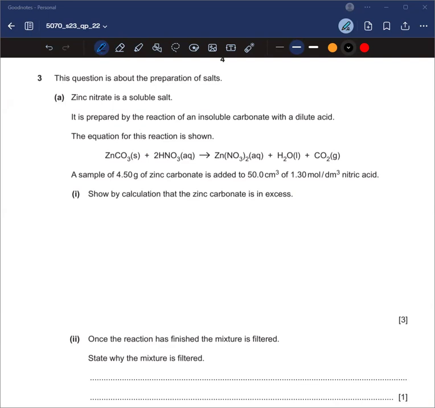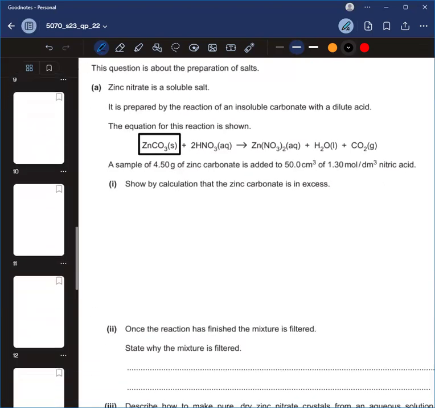For mole calculation questions, if you get stuck on what to do next or how to start, the easiest thing is to take out moles. This question is pretty simple, so we can do it in a jiffy. This is zinc carbonate, and we have to show that zinc carbonate is in excess. Let me first find out the moles for zinc carbonate.